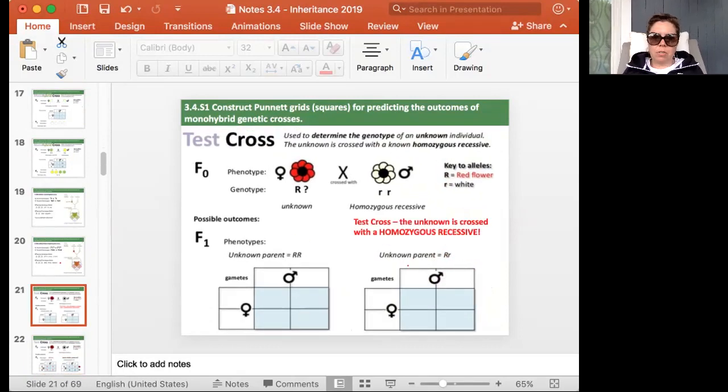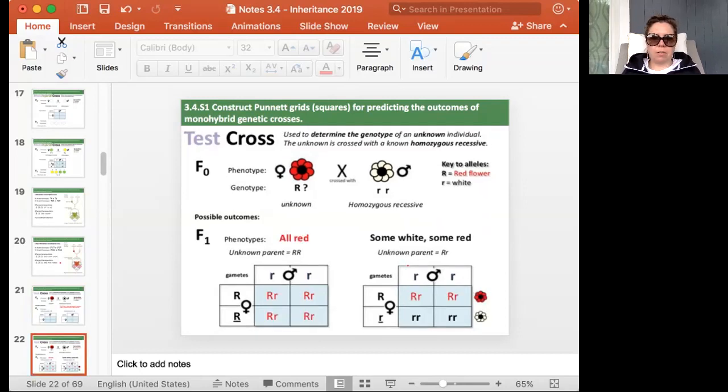Test crosses. Test crosses are a little confusing. Basically, it's a way to determine the genotype of an unknown individual. Often when you look at a flower, you say, hey, that's a red flower, that's cool. But since red in this case is dominant, we don't know whether this red flower is homozygous dominant or a heterozygote. The way you figure that out is you always cross your unknown with a homozygous recessive. If we know that red is dominant and white is recessive, then when we cross these two, we can see the different results.